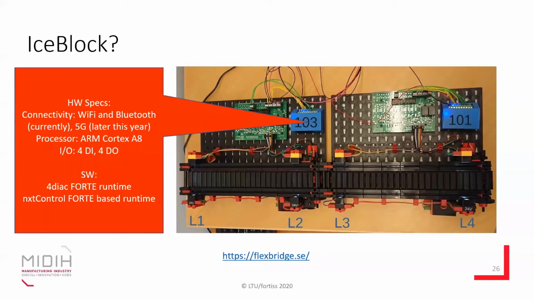If you are wondering what IceBlock is, it is a wireless PLC, currently Wi-Fi, with support for 5G coming later this year. It has four digital inputs and four digital outputs. And it has a chipset very similar to BeagleBone Black. It supports the 4diac FORTE runtime.